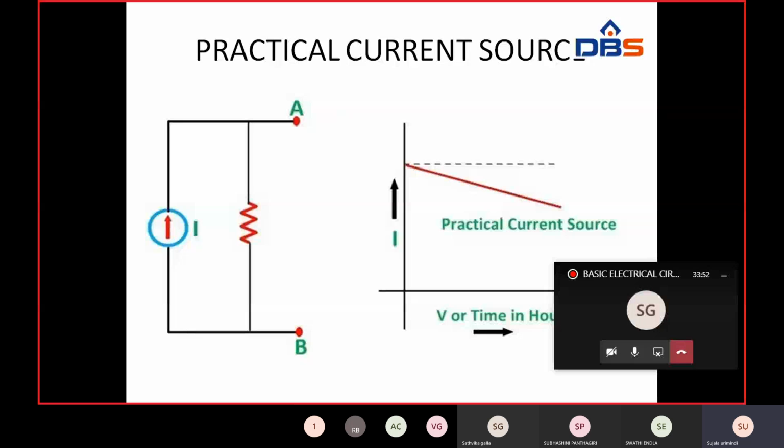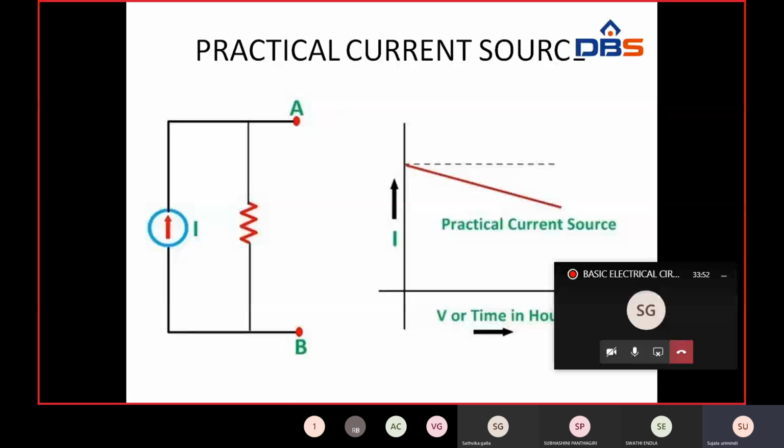The next one is time variant and time invariant elements. What are time variant and time invariant elements? An element that varies with respect to time is called a time variant element. An element that does not vary with respect to time is called a time invariant element.